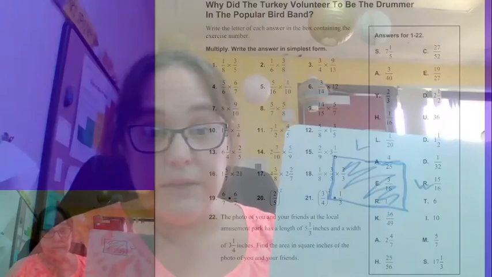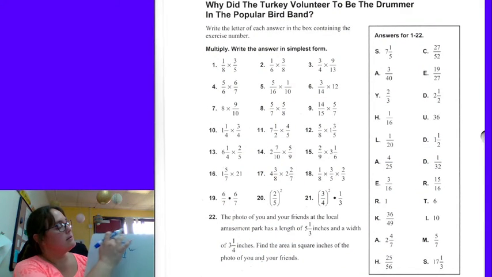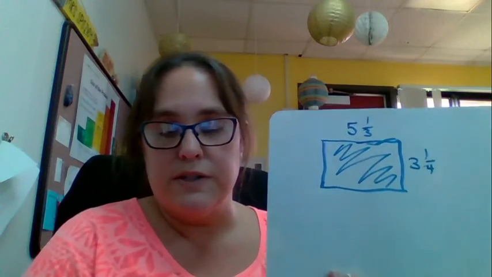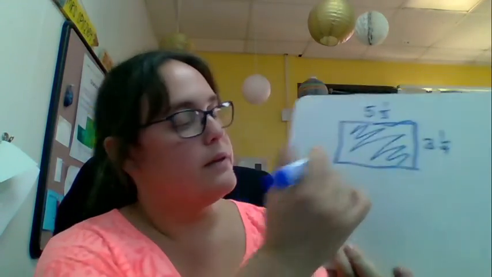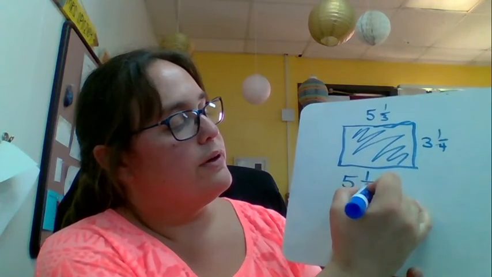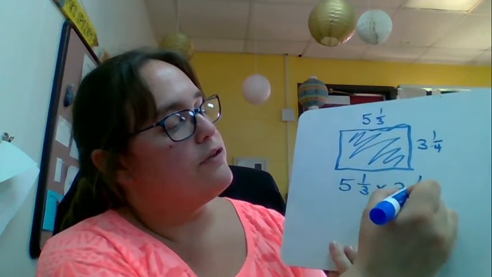So let's go back and find those two measurements again. Okay, let's see. The length was 5 1/3 inches. And the width was 3 1/4. So to find the area, we need to multiply those two numbers. Well, let's come down here. 5 1/3, you need to be recording this, times 3 1/4.